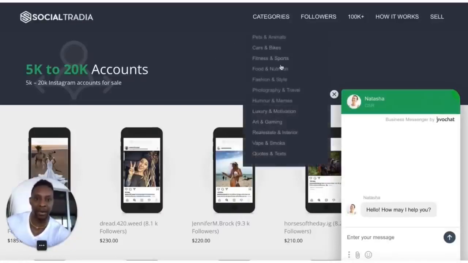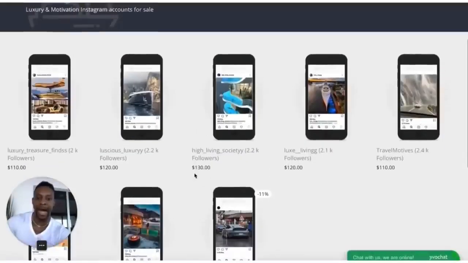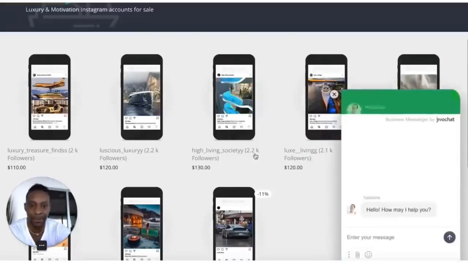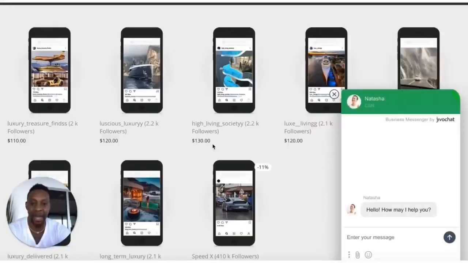If you go to categories here, and you go to luxury and motivation, okay? I buy a lot of these accounts because these are potential customers. So that means if you do this, it's highly likely that I will buy from you. Look at this. This person only has 2,000 followers, and they're going to sell it to me for $130. I'm going to buy all of them. Does that make sense?